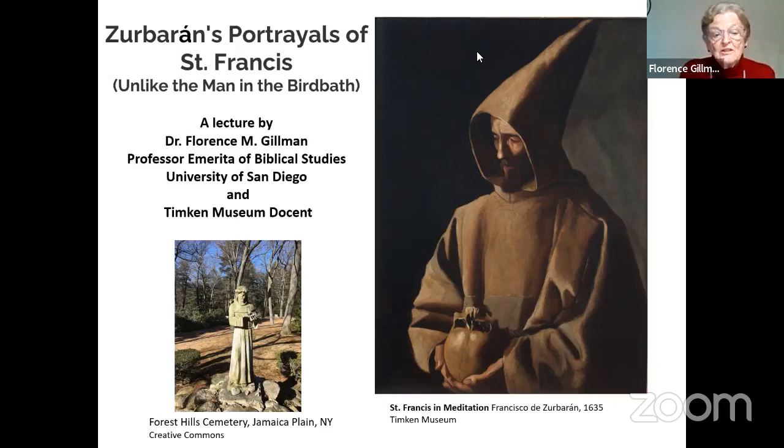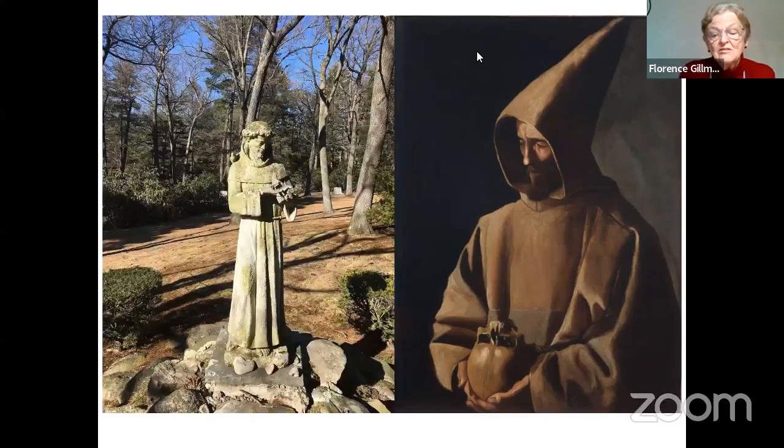So I would like to talk a little bit about the paintings of Francis, and I would also today like to do something about the historical background of Zurbaran's own time and why his paintings of Francis are like they are. Why didn't he paint the Francis that we see near the bird bath? Why did he paint this very, very sober, dark, and yet illuminated figure who you will notice as we go forward in almost every painting is holding a skull?